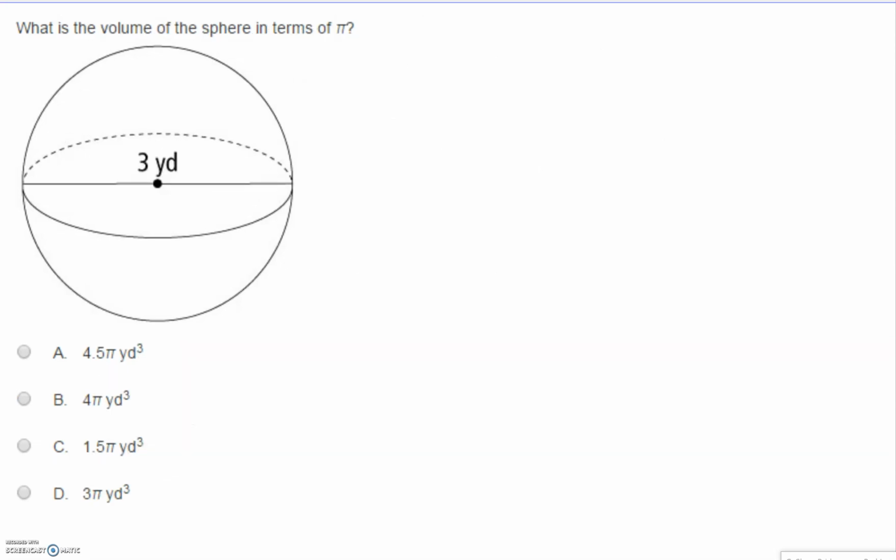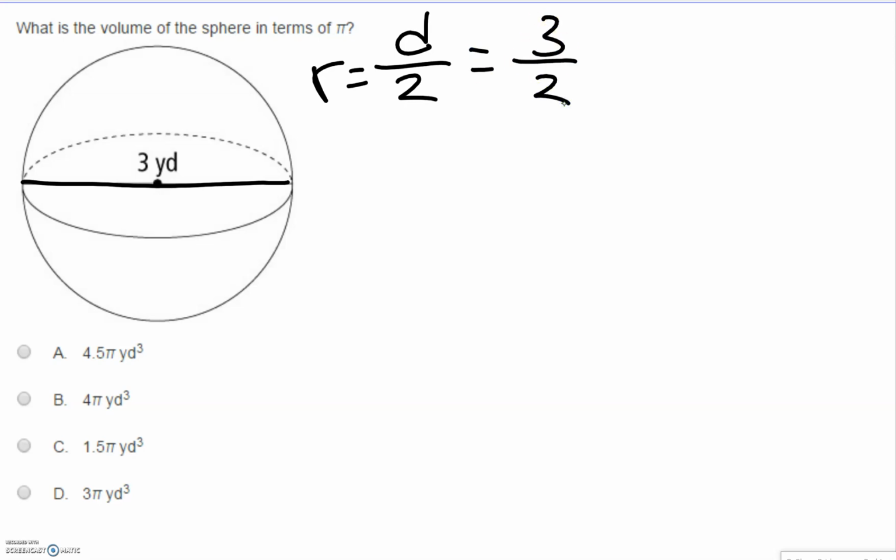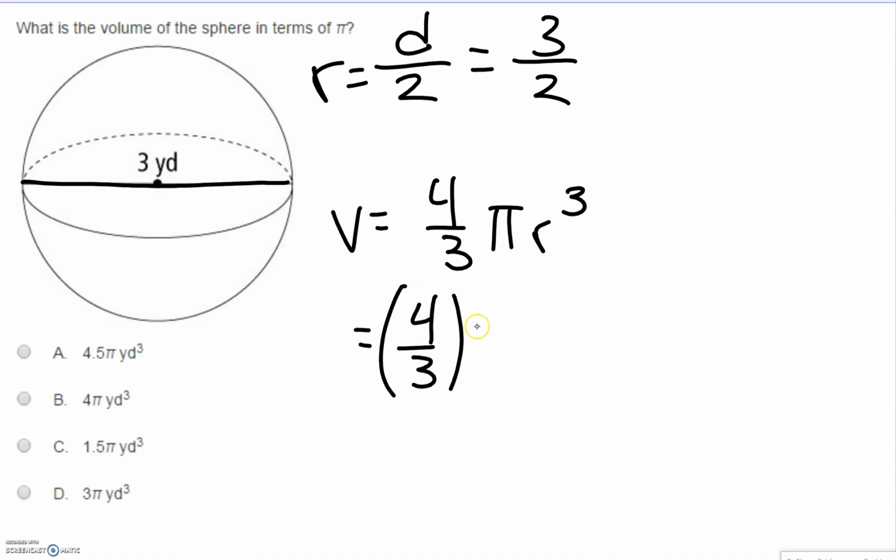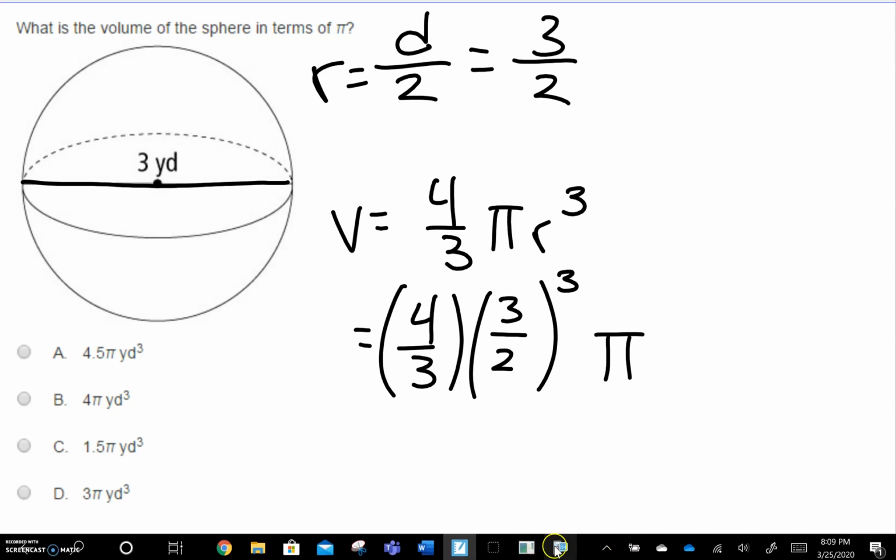Find the volume of the sphere in terms of pi. This one's a little bit trickier because they gave us the diameter and we need the radius. The radius is equal to the diameter divided by 2, so my radius is 3/2, and I'm going to keep it like that. Volume is 4/3 pi r cubed, so all we're doing is 4/3 times 3/2 cubed times pi. I'm not going to do this in my head, so I'm going to do this on my handy dandy calculator.